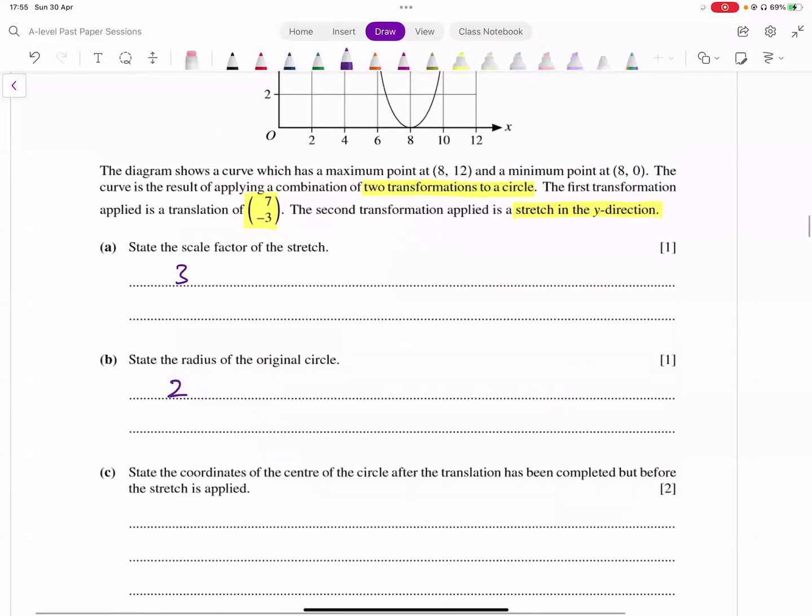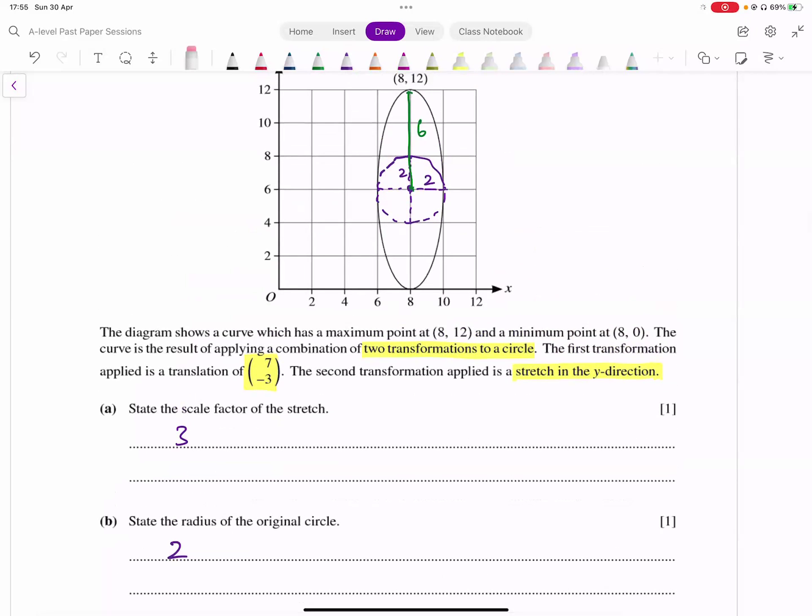Part C. It says state the coordinates of the center of the circle after the translation has been completed, but before the stretch is applied. अच्छा, so stretch को आपने reverse करना है. ओके, अब ये कौन सी स्ट्रेच है? वर्टिकल स्ट्रेच है. वर्टिकली ग्राफ मूव हो रहा है.